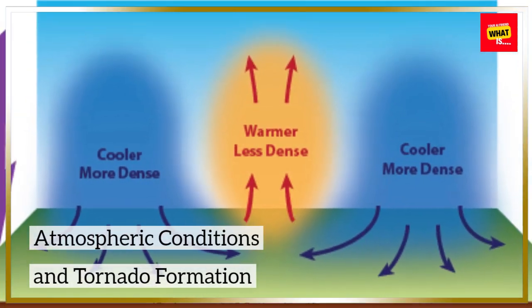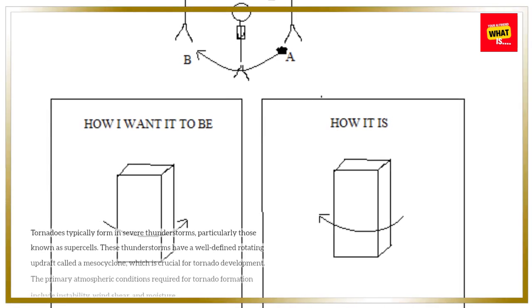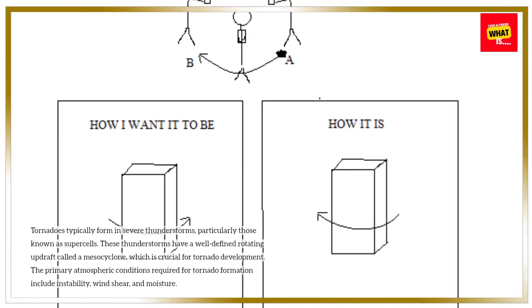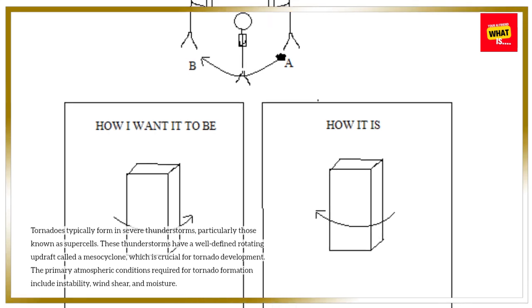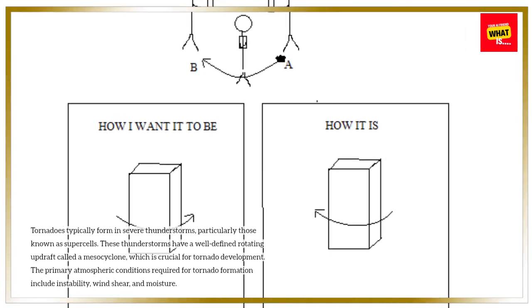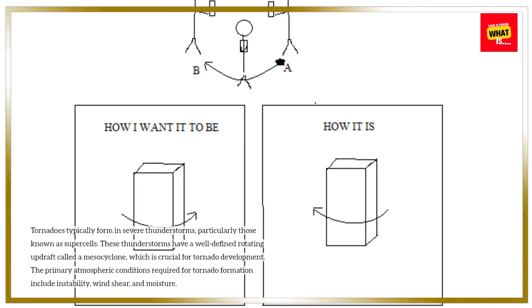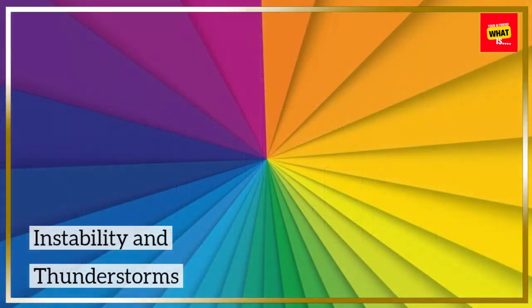Atmospheric conditions and tornado formation. Tornadoes typically form in severe thunderstorms, particularly those known as supercells. These thunderstorms have a well-defined rotating updraft called a mesocyclone, which is crucial for tornado development. The primary atmospheric conditions required for tornado formation include instability, wind shear, and moisture.